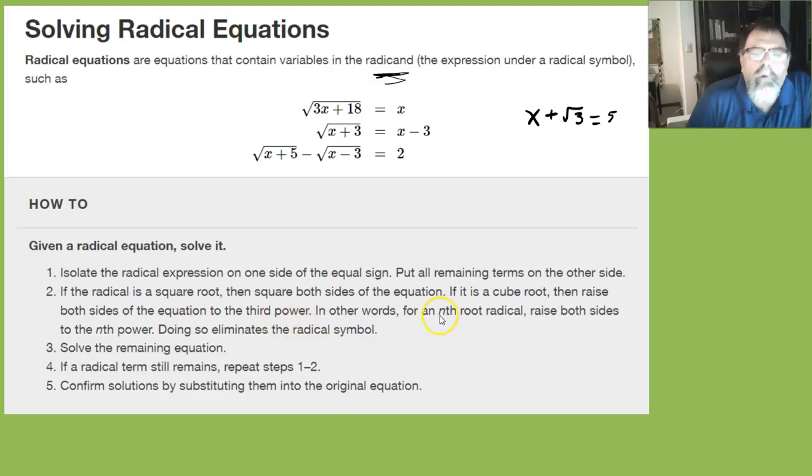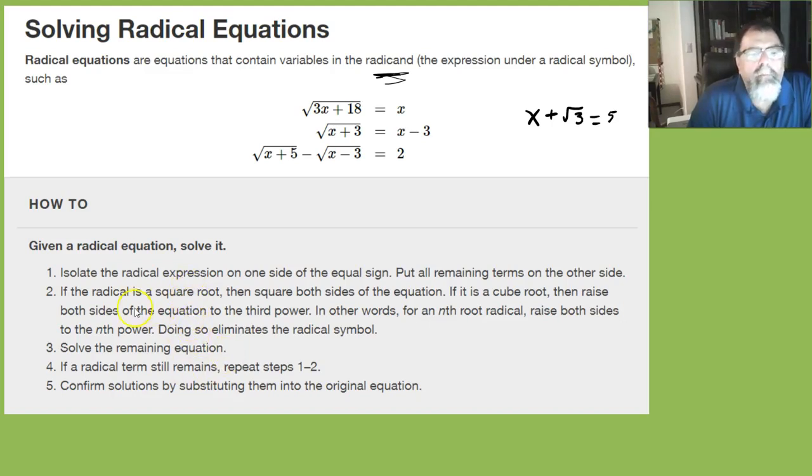If it's a fourth root, you're going to take both sides to the fourth power. If it's a fifth root, fifth power. So whatever the root is, the nth root, raise both sides to the nth power. And that'll get rid of the radical symbol. Solve the remaining equation. Once you do that, you're going to end up with an equation, and you're going to solve it. Now, if the equation has a radical term in it still, you have to repeat step 1 and 2. So you have to do it again.